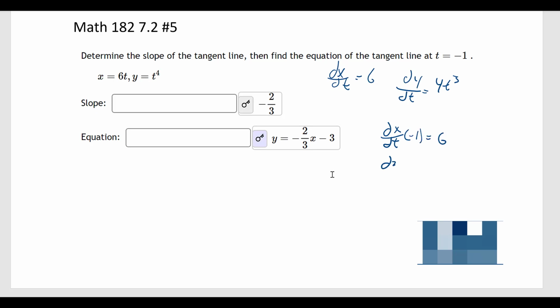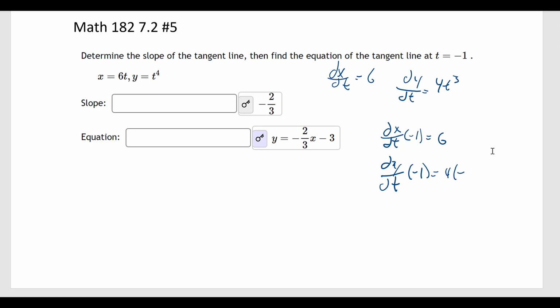But dy/dt at negative 1 is going to be 4 times negative 1 cubed. So negative 4. So if I look at dy/dt over dx/dt at, of course, negative 1, we'll end up with negative 4 over 6, or negative 2/3. So that corresponds to a slope of negative 2/3.